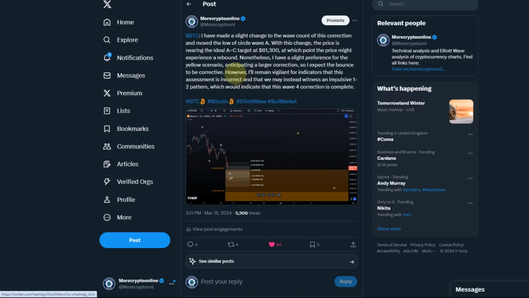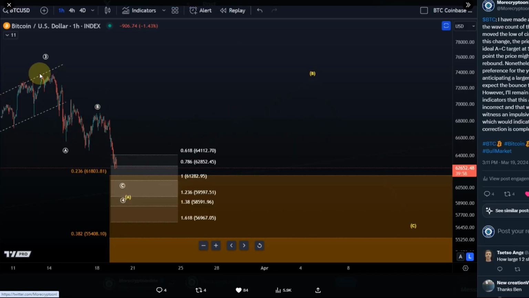Let's take a look at what the forecast was for basically yesterday and today. Posted this late yesterday on Twitter, or it was actually afternoon. That was yesterday, and the idea was obviously we were coming down here, and I highlighted that 61.3k level on the chart, and highlighted the price is nearing the ideal A equals C target at 61.3k, at which point the price might experience a rebound. So that was the forecast, and the reason is that a C wave often has the same length as the A wave. And now let's go back to the chart just to take a look at what actually happened.